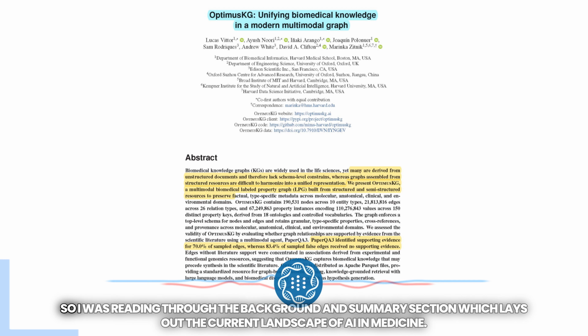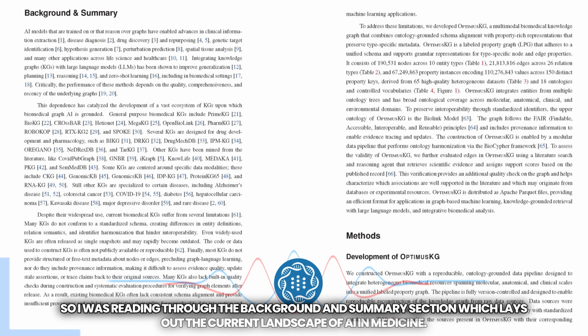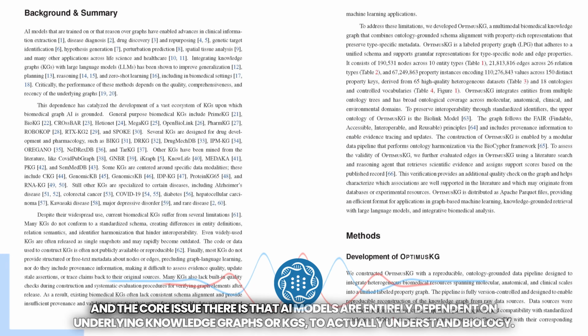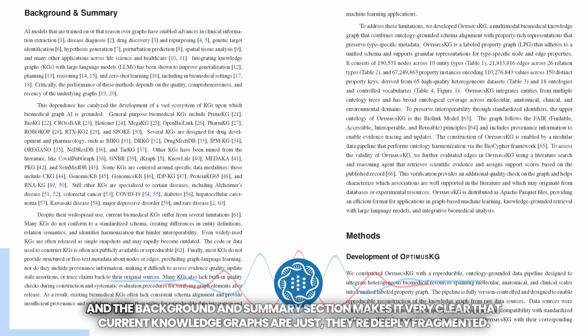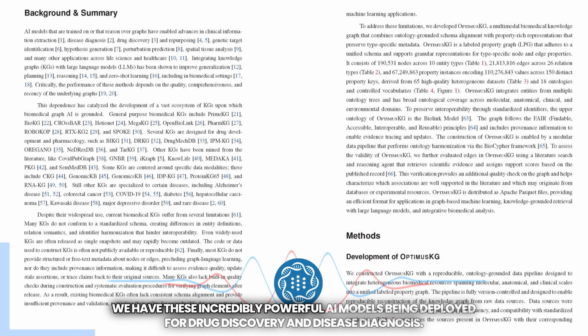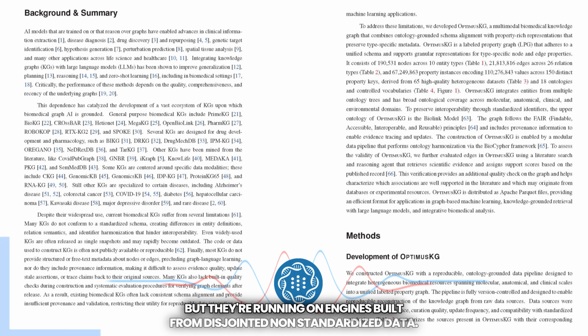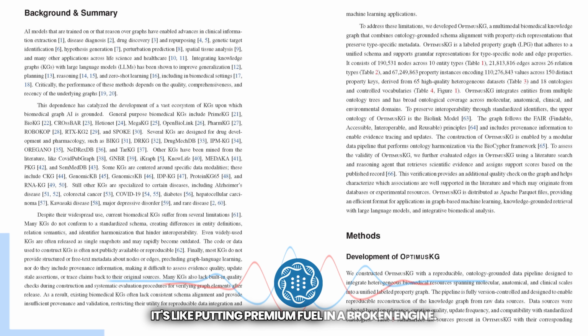So I was reading through the background and summary section, which lays out the current landscape of AI in medicine. The core issue is that AI models are entirely dependent on underlying knowledge graphs, or KGs, to actually understand biology. And the section makes it very clear that current knowledge graphs are deeply fragmented. We have these incredibly powerful AI models being deployed for drug discovery and disease diagnosis, but they're running on engines built from disjointed, non-standardized data. It's like putting premium fuel in a broken engine.